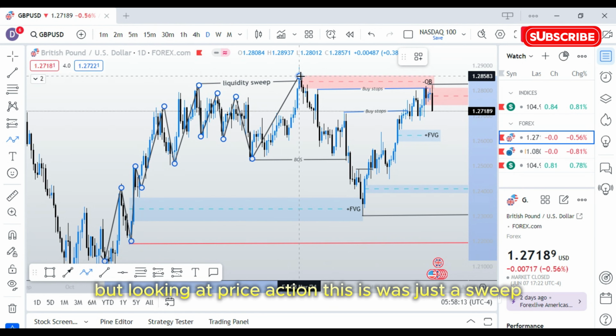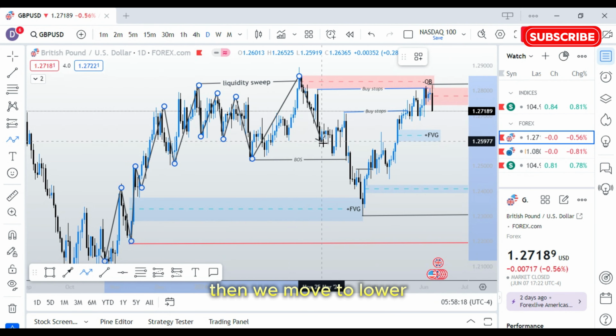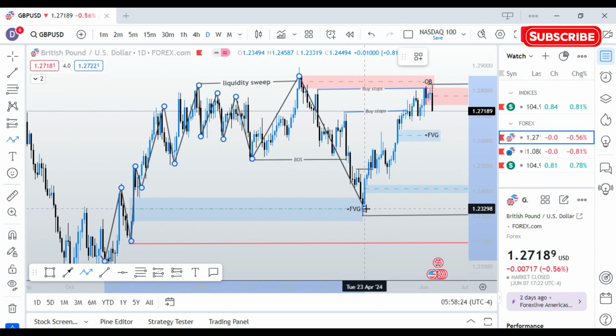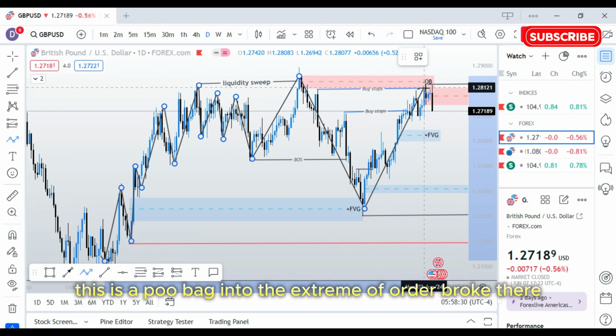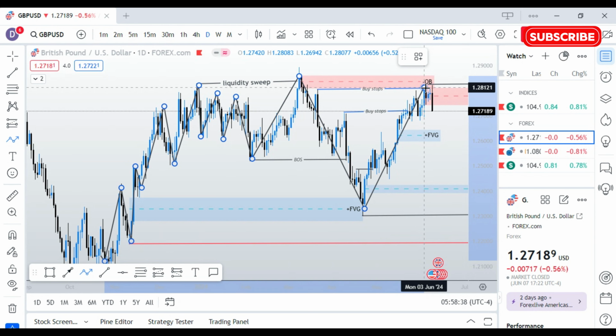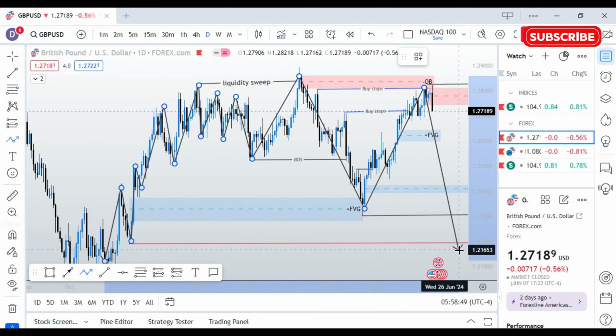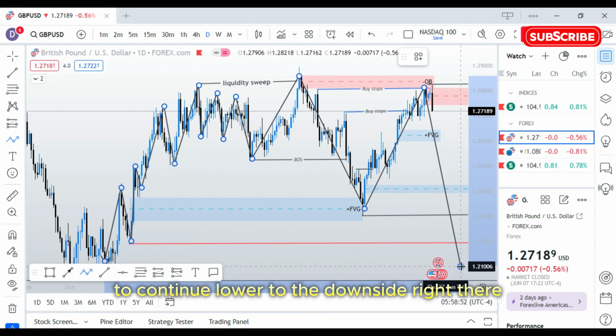But looking at price action, this was just a sweep. Then we moved lower until we broke the structure to the downside, and then we had a pullback right here. This is a pullback into the extreme of the order block there. So right now, after NFP on Friday, we saw a huge move down here, a huge move down right there. So what I'm expecting is price to continue lower, to the downside right there.